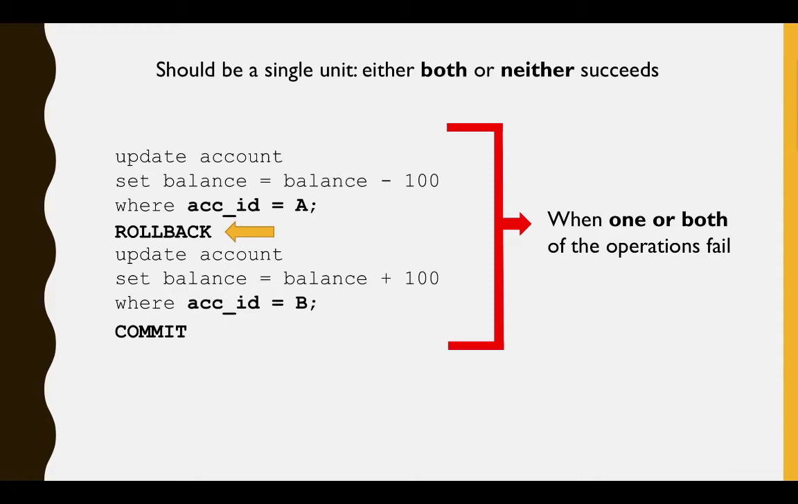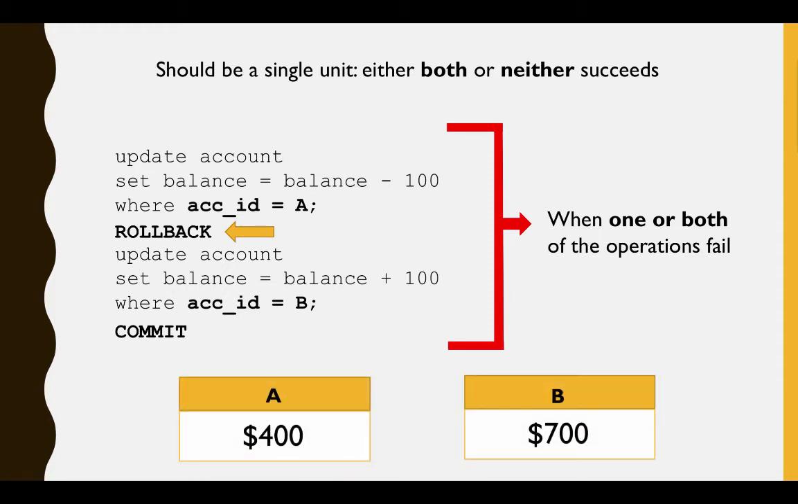So any previous alterations, such as $100 being deducted from account A, would all be reverted, bringing the database back into its previous consistent state, as you can see, where account A has $400 as it had previously before any changes were made, and account B has $700.